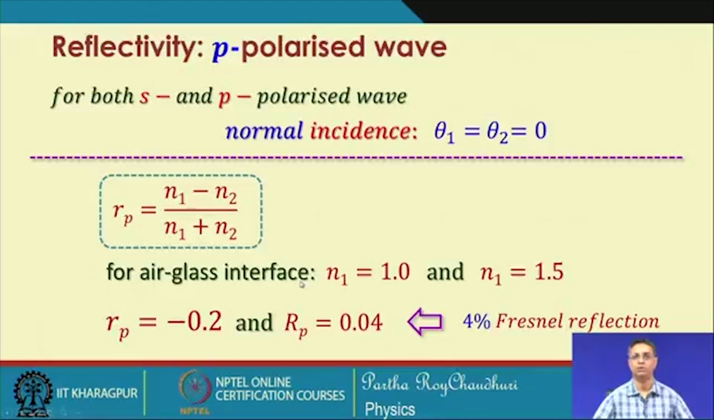This reminds you of an interesting consequence: for an air glass interface we usually quote a Fresnel reflection of 4%, and this can be quickly made out from here. If you put n 1 equal to 1.0 for air refractive index and n 2 equal to 1.5 for glass, then R p will be equal to minus 0.2, just substitute here, and then the reflectivity will be 0.04, that is, 4% Fresnel reflection.